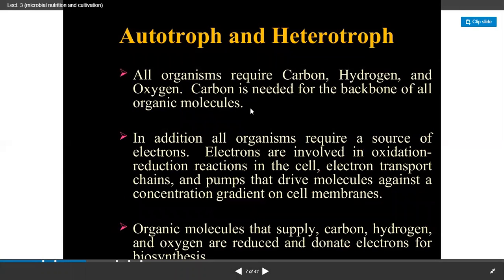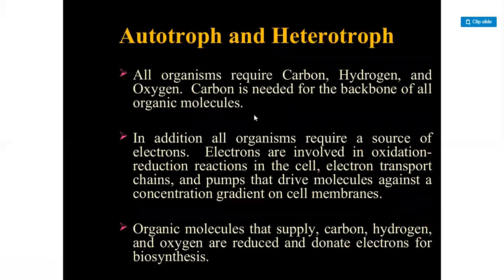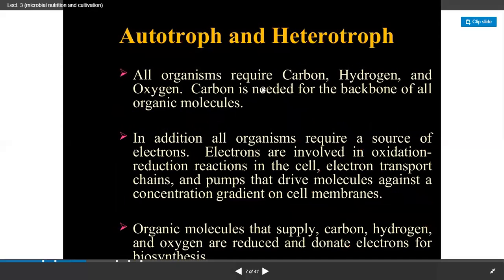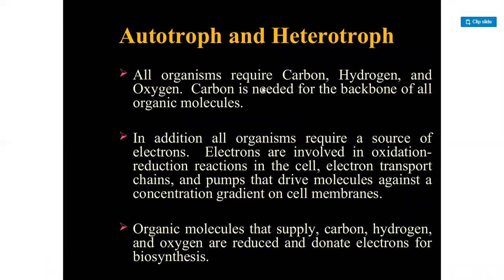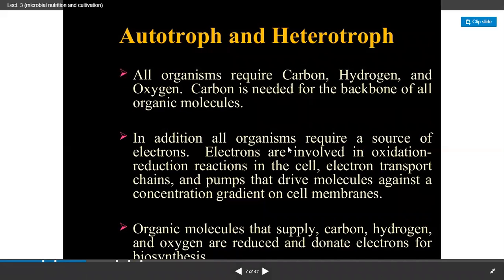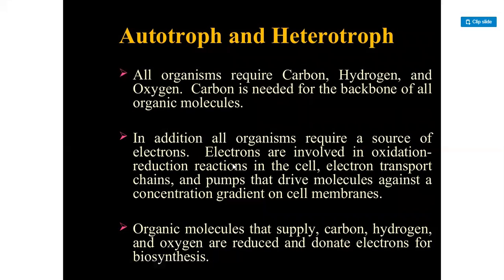So, autotrophs and heterotrophs. What are the autotrophs and heterotrophs? As we know, all the organisms need carbon, hydrogen, and oxygen, that are the carbohydrates. Similarly, the organism also needs some electrons for oxidation reactions in the cell, and also for the electron transport chains and some cycles within the cellular organization.